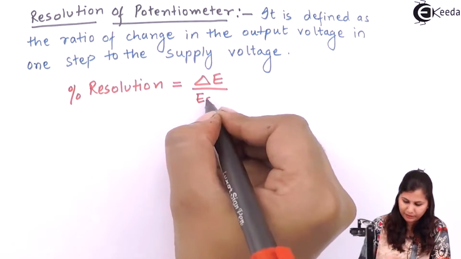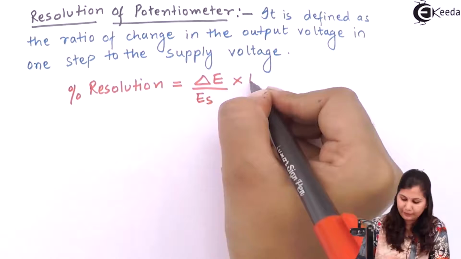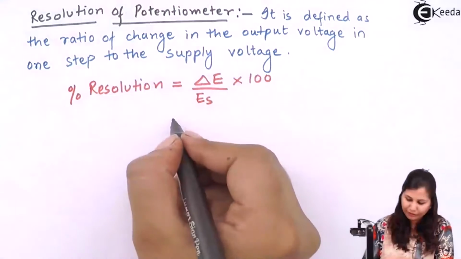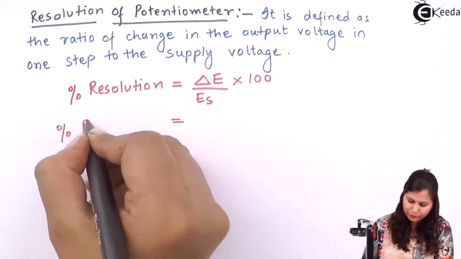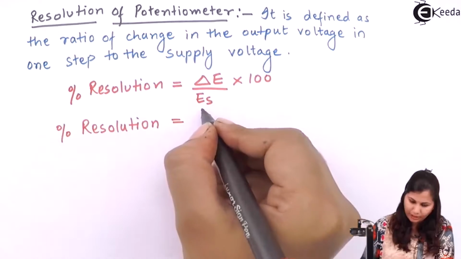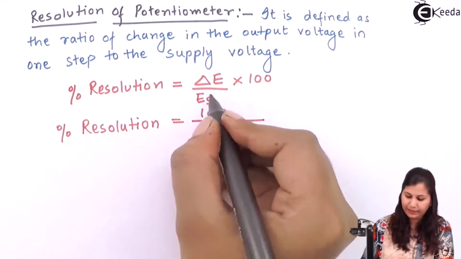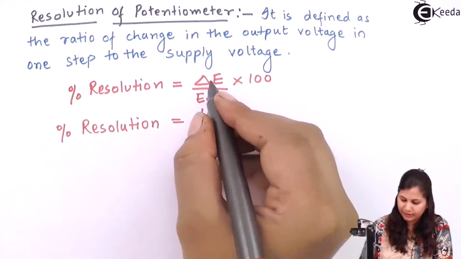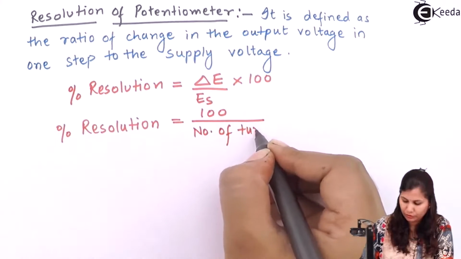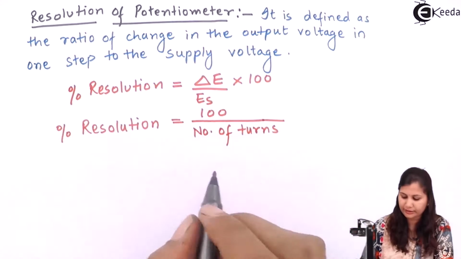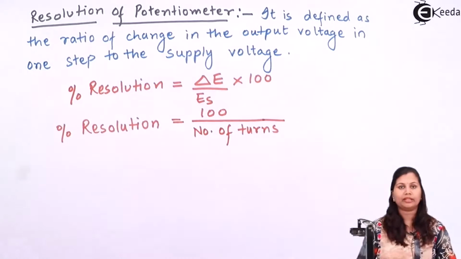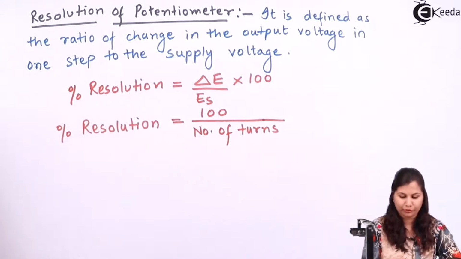So one step is del E, the supply voltage is Es, and as it is in percentage, we multiply it with 100. So percentage resolution will be 100 times del E by Es. We can also write resolution as 100 divided by the number of turns. With the help of this formula, we can find out the resolution of a potentiometer.